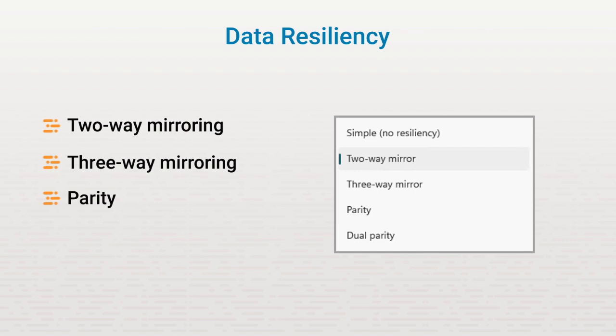For example, if you wanted to define a 100 gigabyte storage space and use two-way mirroring to provide resiliency, we would have to install 200 gigabytes of physical disk space in the system. By way of comparison, if we wanted to define the same 100 gigabyte storage space using parity in the system, we would only have to have about 150 gigabytes of physical disk space.